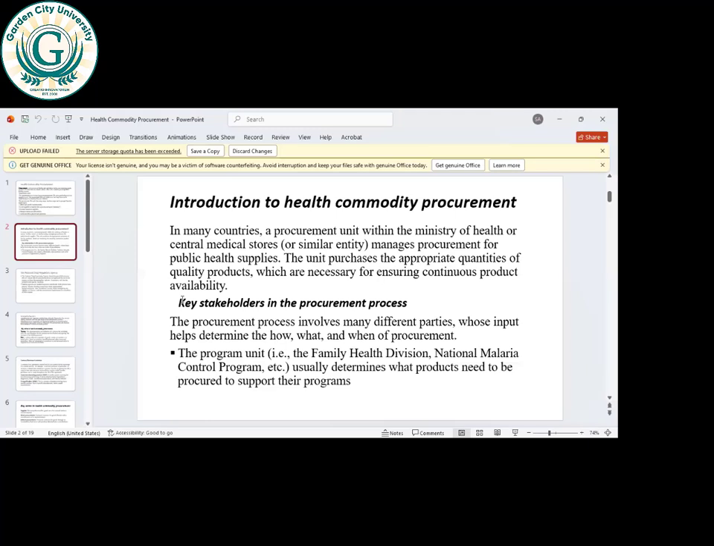So when you talk of a stakeholder, who is a stakeholder? Yes, who can assist me when you say a stakeholder? Who is a stakeholder?